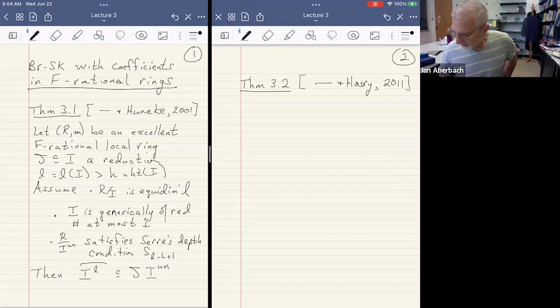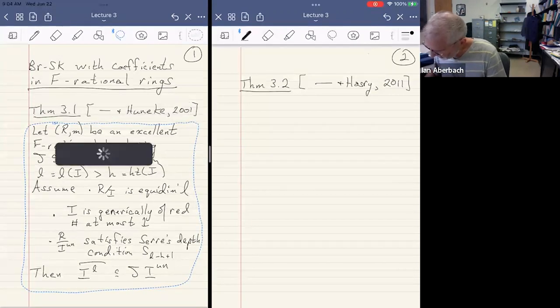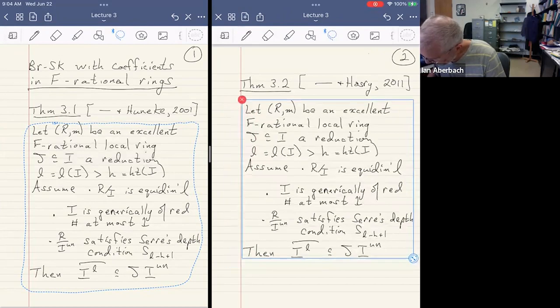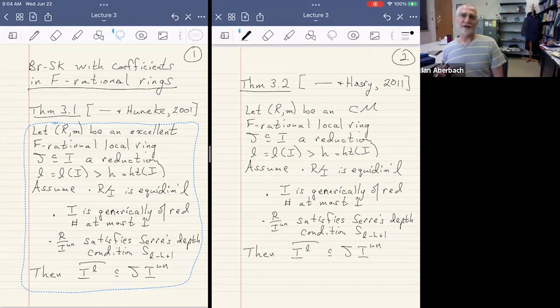Okay, and I'm not going to try to do any proofs for this little bit, but that was what we got. So I had a student, Aline Hosry, and so we were able to generalize this theorem. So let me take the statement and paste it over here and make the appropriate changes. Okay, so we were able to prove that you don't need excellent, you just need Cohen-Macaulay. So F rational rings are Cohen-Macaulay under mild conditions.